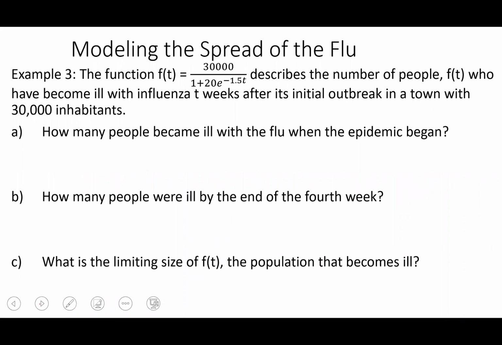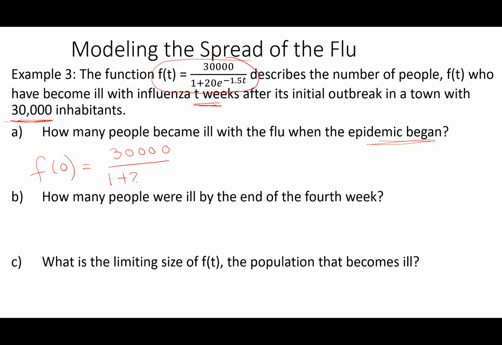Okay, one more problem here. They give you your function right up here. Okay? And this is the number of people who became ill with influenza t weeks in a town with 30,000 inhabitants. So how many people became ill when the epidemic began? Well, when it began, 0 weeks had passed. So you're putting a 0 in place of t.